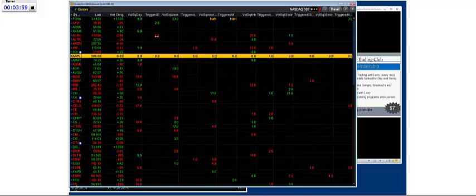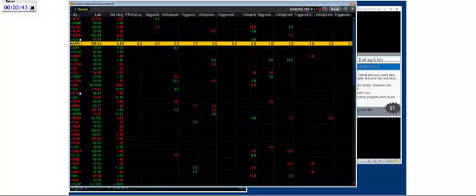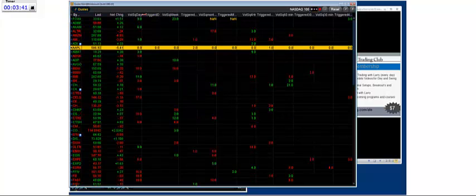Here's ATVI. Today we had ALXN just trigger to the downside, and then I can do this also for a weekly, monthly, hourly, 4 hours, 60 minutes, all the way down to 1 minute, and then I can sort. It's a really great tool.